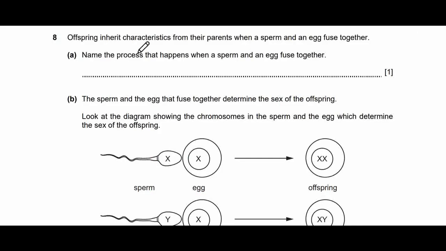Next, question 8. Offspring inherit characteristics from their parents when a sperm and an egg fuse together. Name the process that happens when a sperm and an egg fuse together.